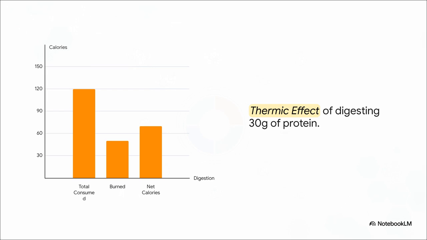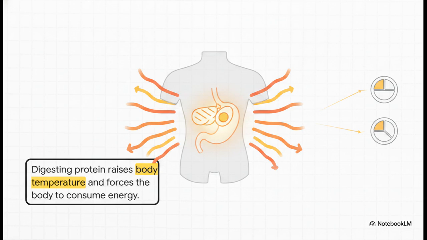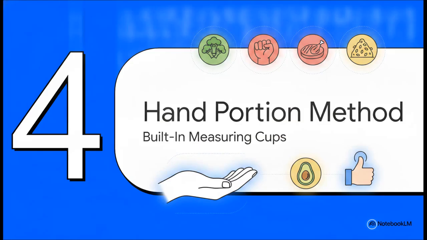No way, right? It's true. Digesting this protein actually raises your core body temperature. It literally forces your system to consume a massive amount of energy just to process the meal. By simply choosing protein-rich foods, you are naturally, effortlessly boosting your metabolic rate. It's essentially burning calories while you eat. How amazing is that? Which brings us to Section 4, the hand portion method, your built-in measuring cups.